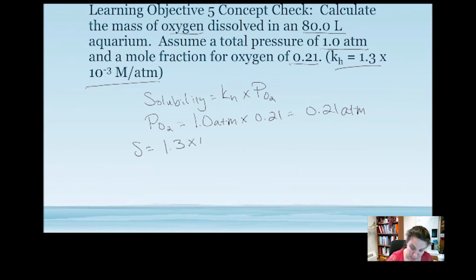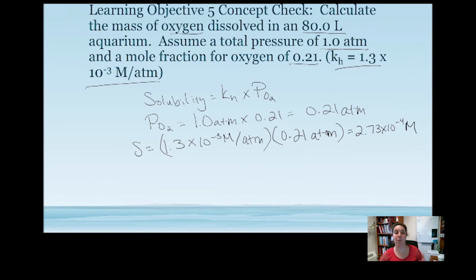That can then be put into our equation. So we have our Henry's constant, and we're going to multiply that by our partial pressure of oxygen, and that gives us 2.73 times 10 to the negative 4 molarity. So now we know what our solubility concentration is for oxygen within our water at a specific pressure.